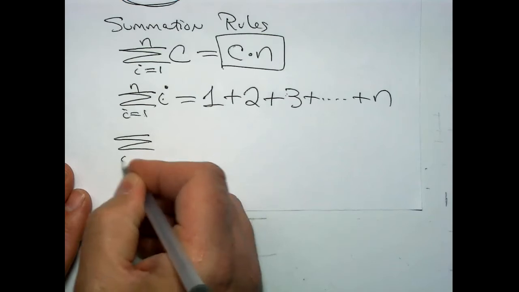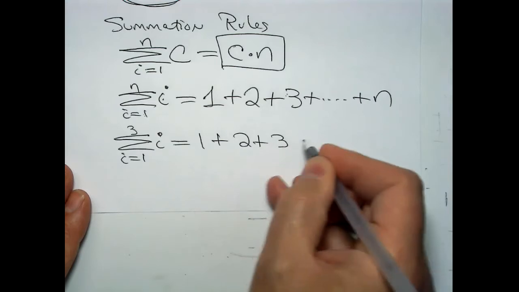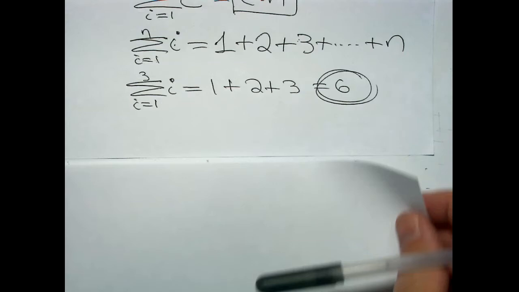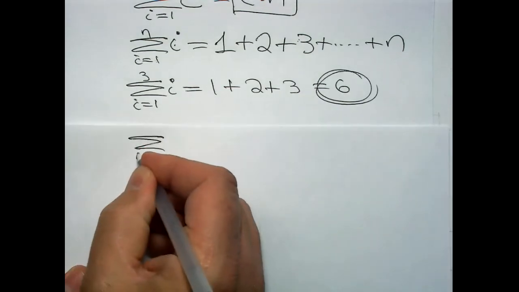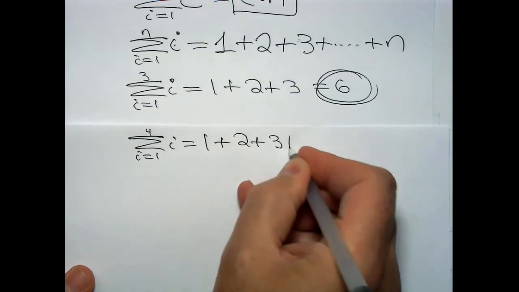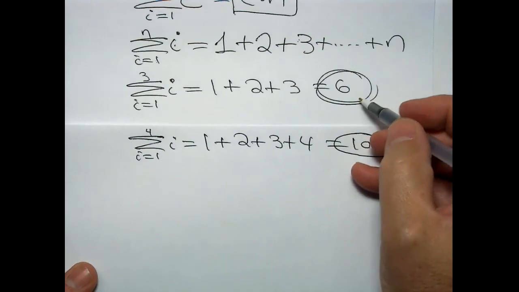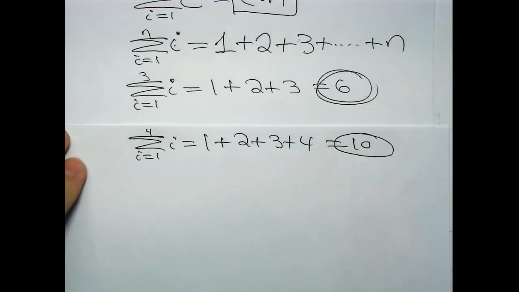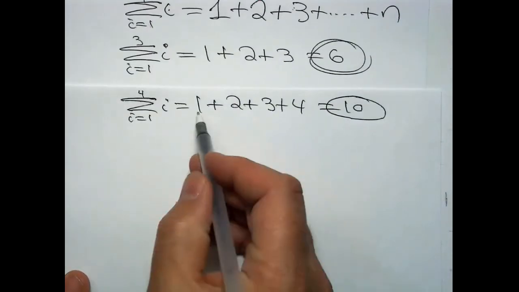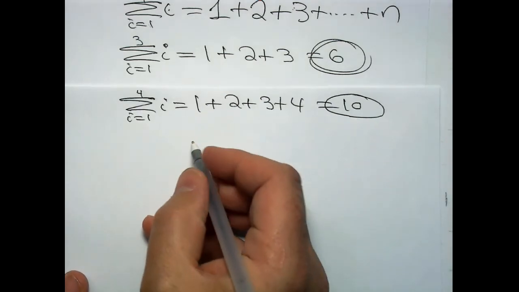I mean, we could do one of these, right? We could sum 1 to 3 on the letter i and get the answer 6. But without a rule, we're really stuck when it comes to doing this because we really have to physically write it all out. 1 plus 2 plus 3 plus 4 is 10. I wish there was a formula that allowed us to simply find what this is without having to calculate it manually. Now, there is a formula, and I'm going to show you how to derive that formula.